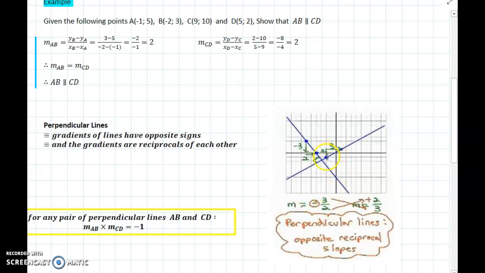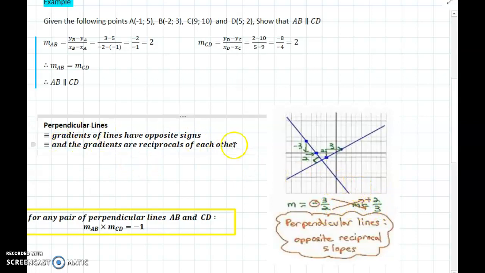But let's look at this one here. The change in the y is 2 and the change in the x is 3. And that's what we mean by the reciprocal. So this is 3 over 2. Yes, it's negative. We know they're opposite signs because they're running in different directions. But notice the gradient of the one line was 3 over 2. Then the other gradient would be 2 over 3. That's what we mean by the reciprocals.